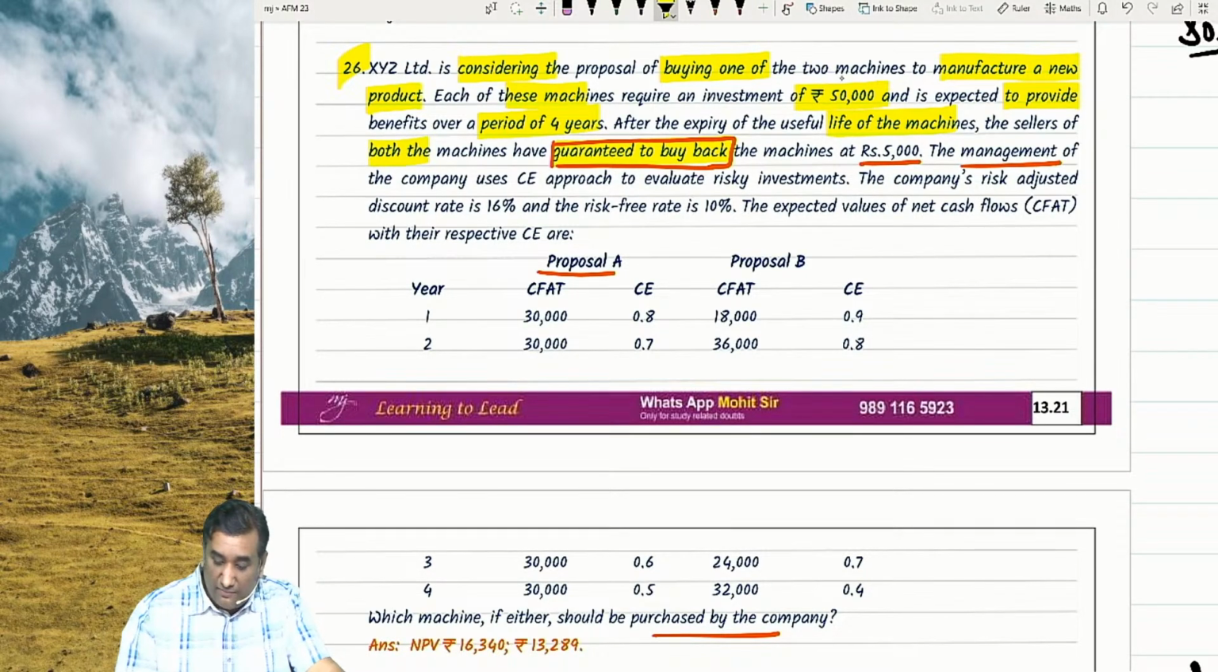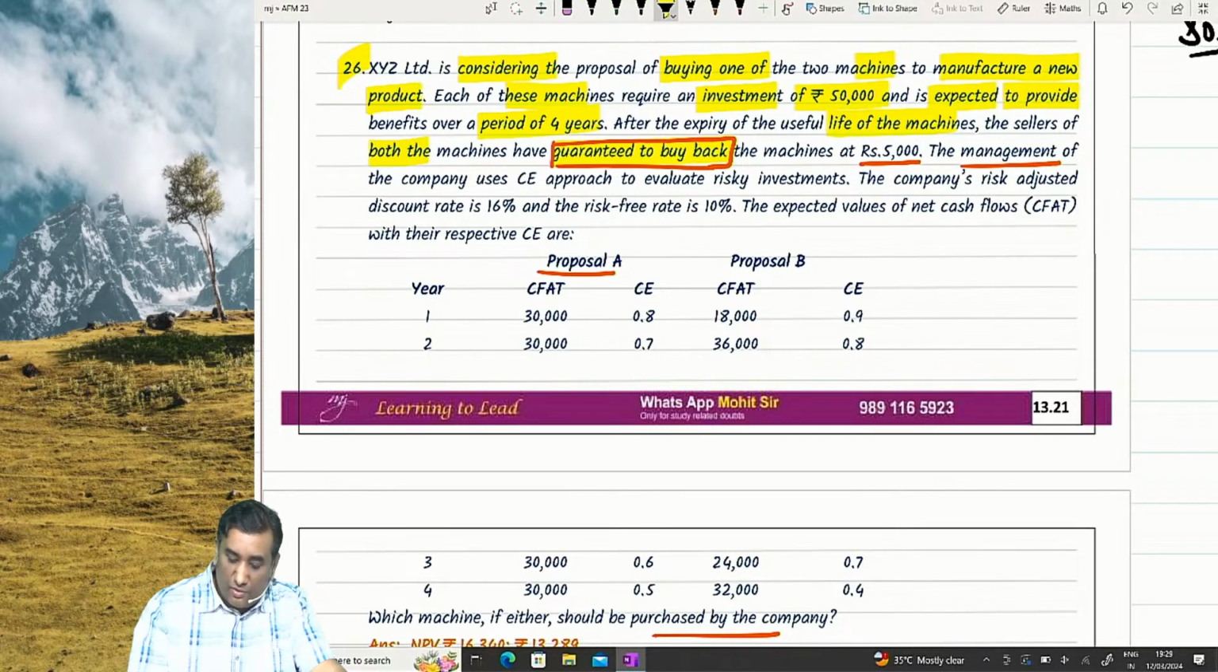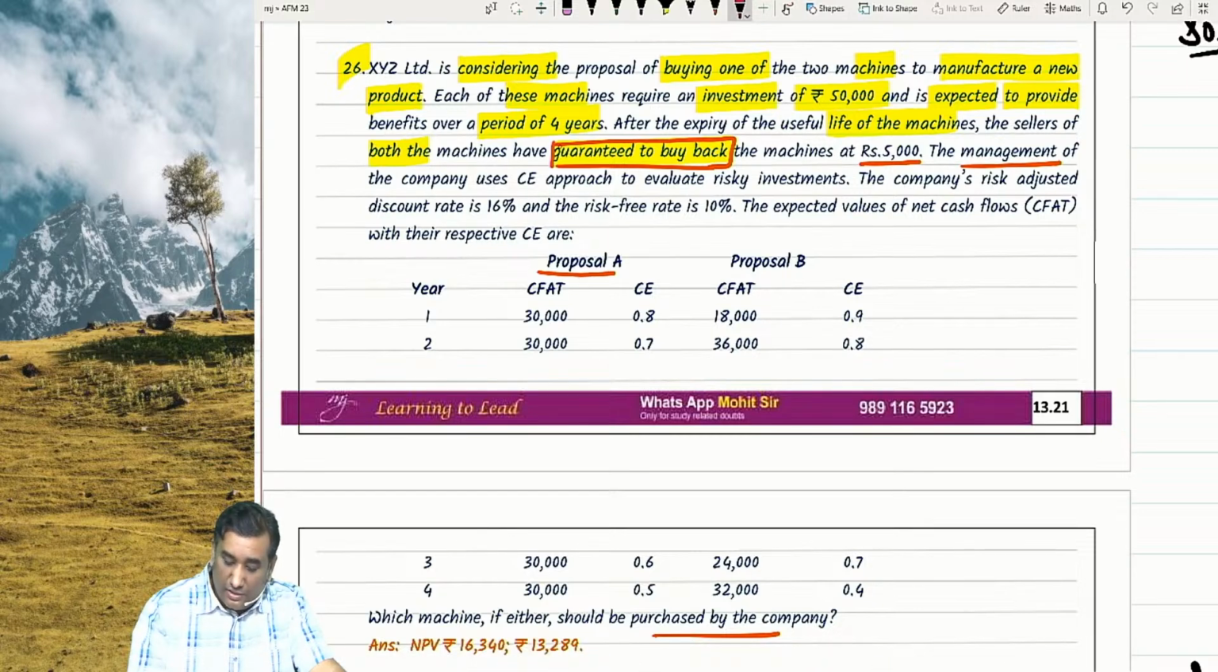XYZ is considering the proposal of buying one of the two machines to manufacture a new product. Each of these machines requires investment of 50,000 and is expected to benefit over a period of how many years? 4 years. After the expiry of the useful life of the machine, the seller of both the machines has guaranteed, the word highlight please, guaranteed buyback. When you have something called guaranteed buyback, the CEC factor is 1. Guarantee means confirmed. There is no if and but. The machine 5,000. Management of the company uses the certainty equivalent approach to evaluate risky investments.